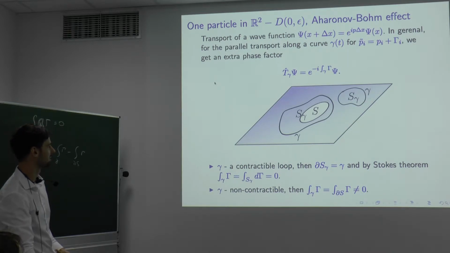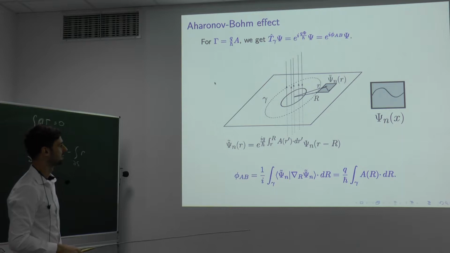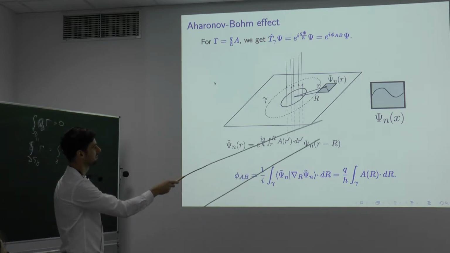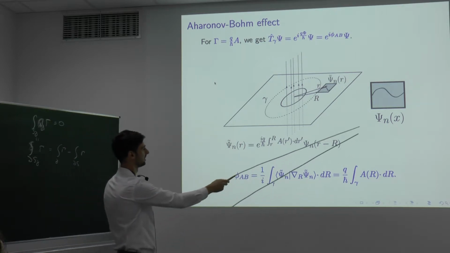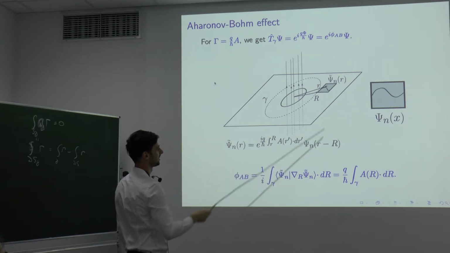One can ask whether there exists any physical scenario where this is applied, and this is, for example, the Aharonov-Bohm effect. And the setting here is that we first consider a box which has some Hamiltonian, and suppose the boundary conditions are that the wave function vanishes outside the box.